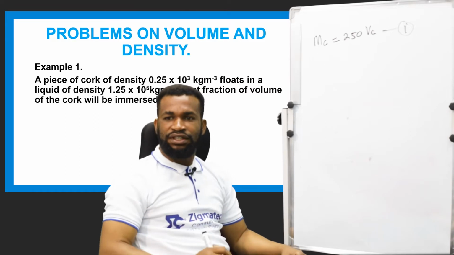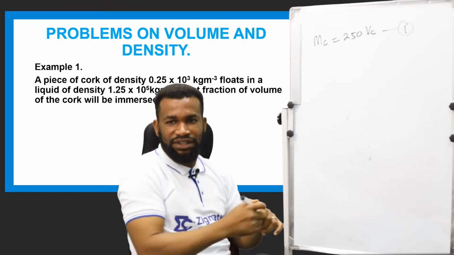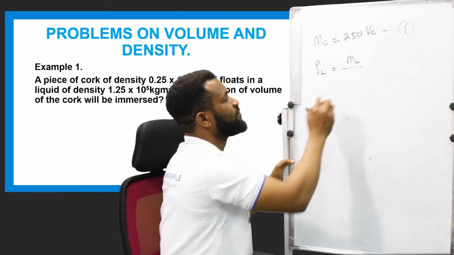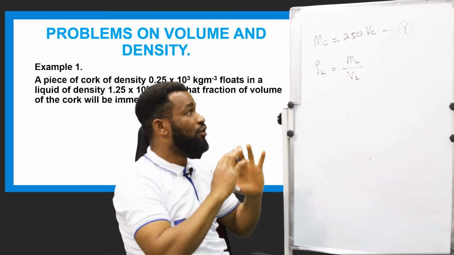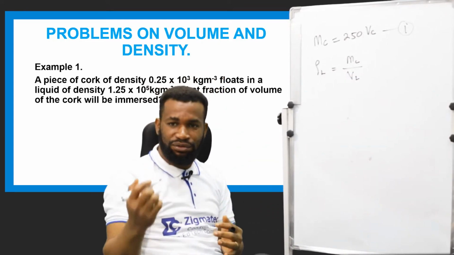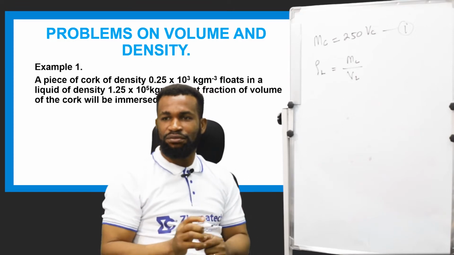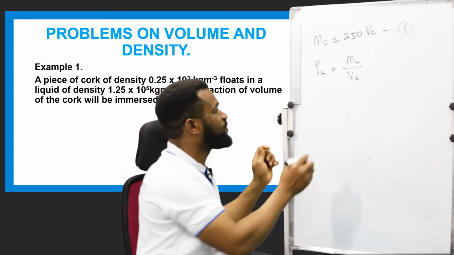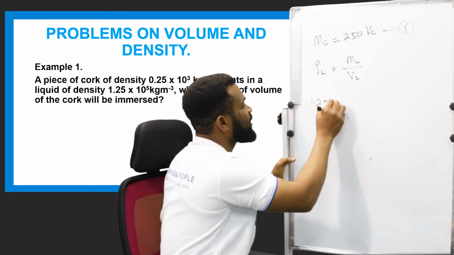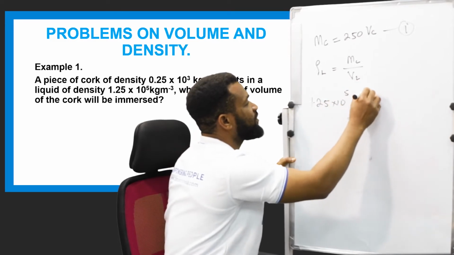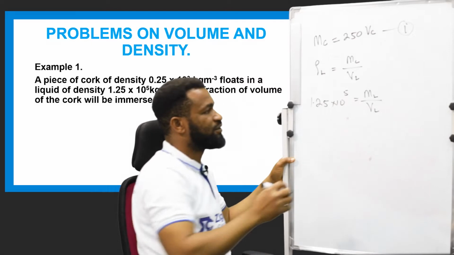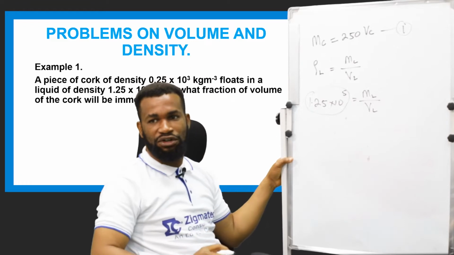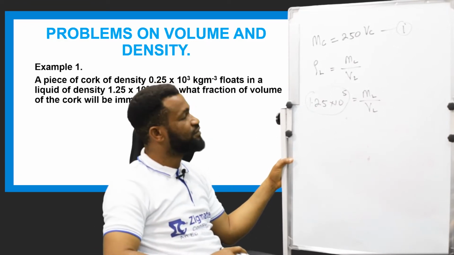So when we talk about the density of the liquid, we now say that density of liquid is also mass of the liquid all over volume of the liquid. I'm modeling this same formula again to accommodate this liquid. So what do we have there? We said that the density of liquid is 1.25 times 10 raised to the power 5. So I have 1.25 times 10 raised to the power 5 is equal to mass of the liquid all over volume of the liquid. In this case, I'm going to bring it back to a normal number, probably for easy solution.